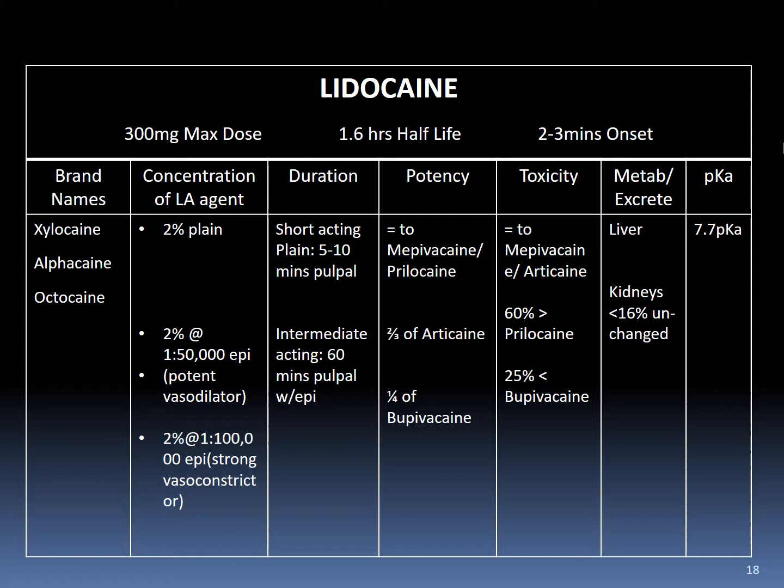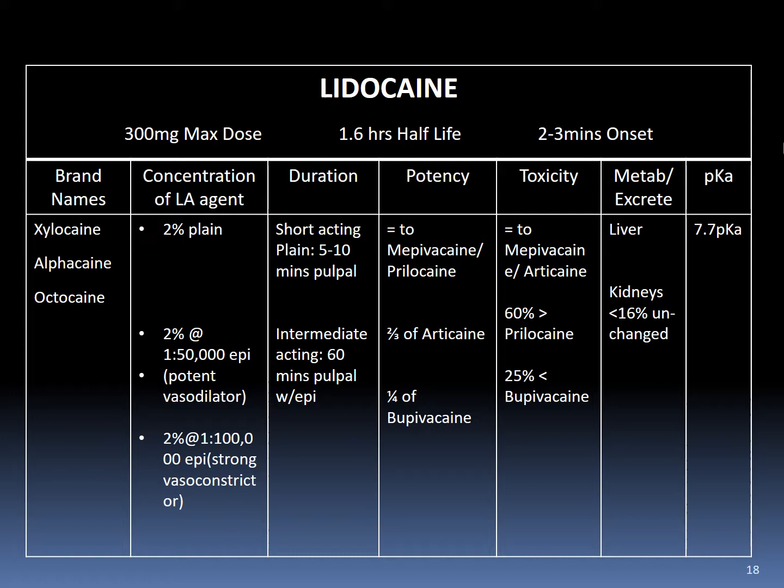We know that with no epinephrine, the time for pulpal anesthesia is only 5 to 10 minutes. And when we do have epinephrine, the pulpal anesthesia time is increased to 60 minutes. It is similar in potency to mepivacaine and prilocaine. It is only 2/3 as potent as articaine, and is only 1/4 as potent as bupivacaine. Its toxicity is equivalent to mepivacaine and articaine. We'll talk about toxicity, and it has to do with the patient's conditions and drugs. It is 60% more toxic than prilocaine. So prilocaine is a pretty safe drug as well.